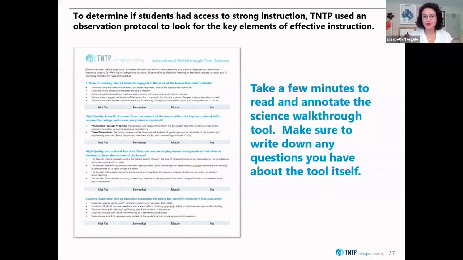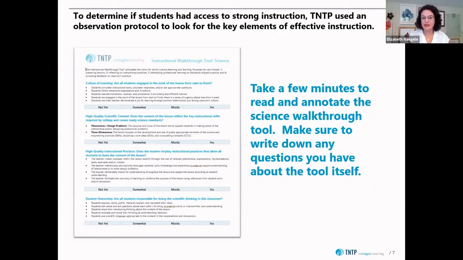So we've got a tool for that. So to help us understand if students have access to strong instruction, we can use the instructional walkthrough tool in science as the foundation of our vision for what strong instruction looks like in science classrooms. This tool is in your folder with your materials.